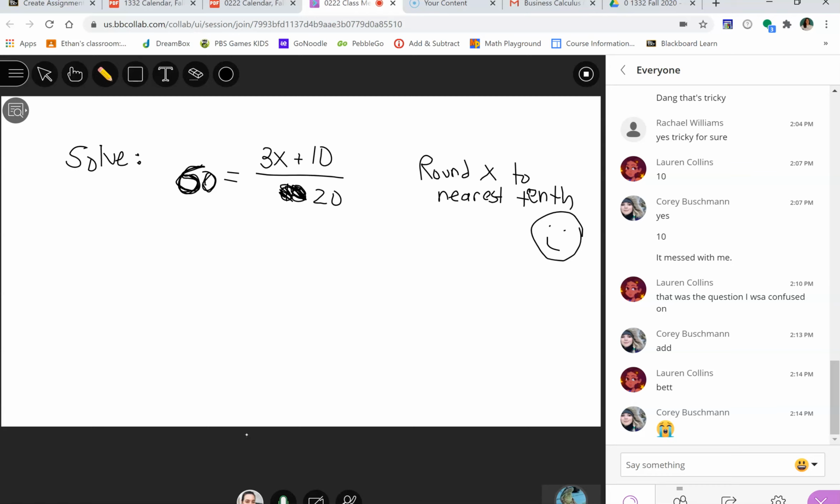And when you get an answer, type it in the chat. I'm just curious what you're getting on this. Has anyone gotten an answer that's brave enough to say what they think it is? It's ugly. That's why I said round to the tenth. Apparently, my mental math was not working out there.